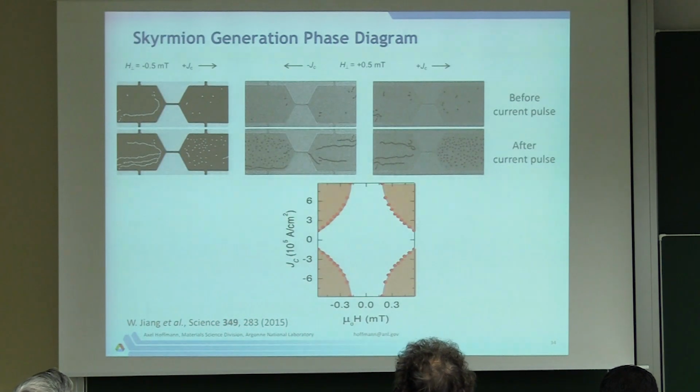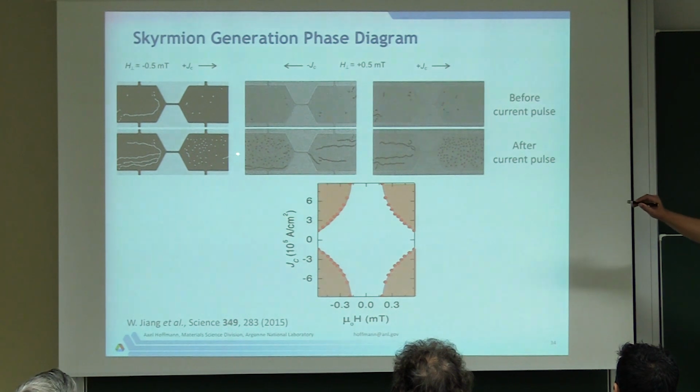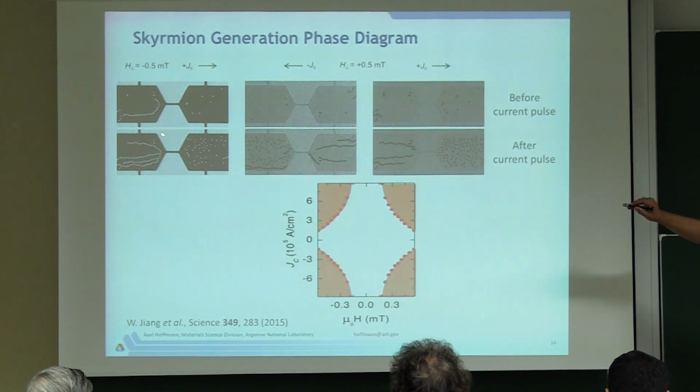Now, when we looked at this, you can do this with the current going one way, where you get the bubbles on one side, the current going on the other side. You create the skyrmion bubbles on the left. If you reverse the magnetic field direction, you change the contrast, but you still generate bubbles just the same way.